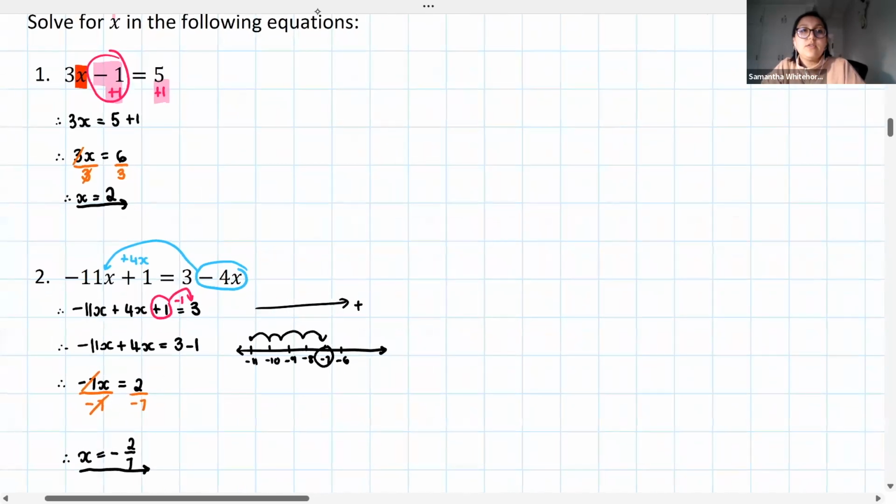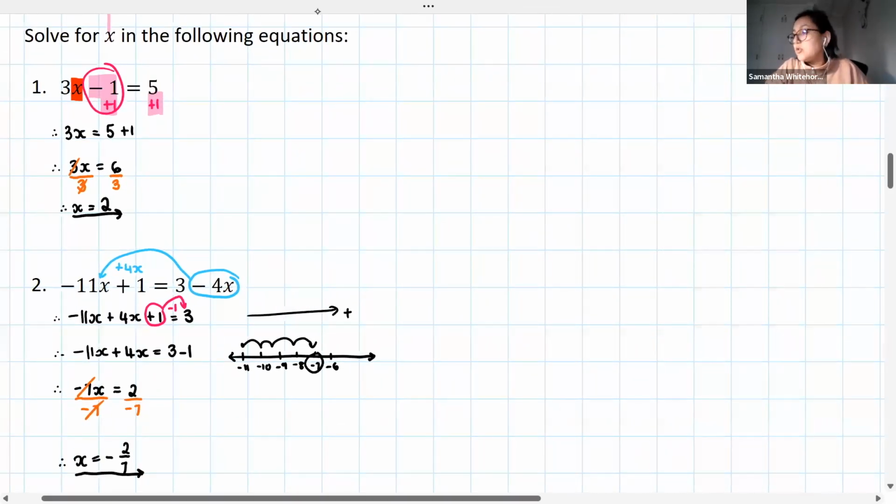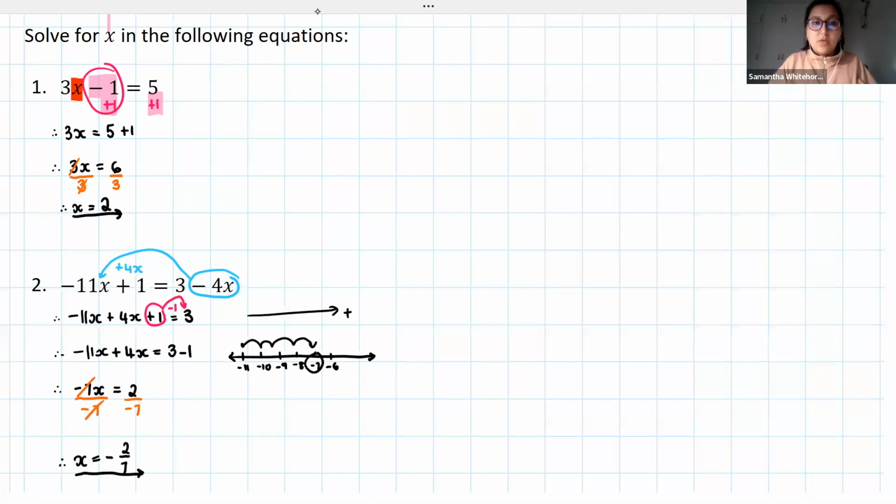Alrighty, so there you go. You can take screenshots of those two. If anyone has any questions, now is the time to raise your hand to ask me. Otherwise, we're going to have a look at a couple more.